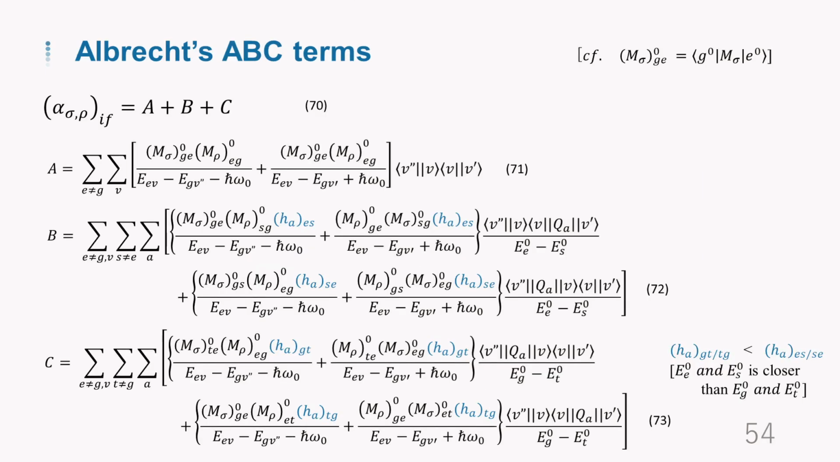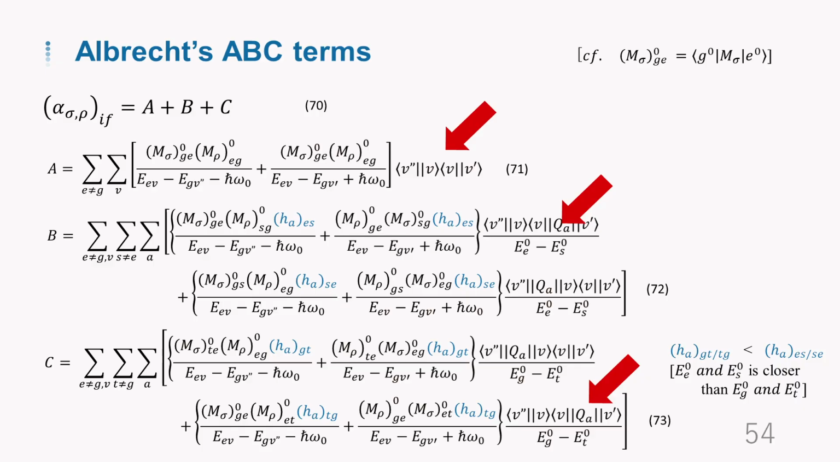Then I only show the result. Based on this consideration, we can show that the Raman tensor can be separated, classified into three groups, A, B, C. This is the so-called Albrecht's ABC terms. The A term is different from B and C.